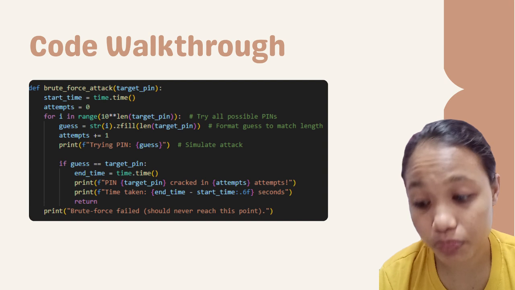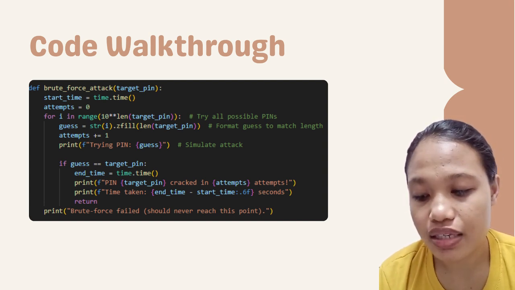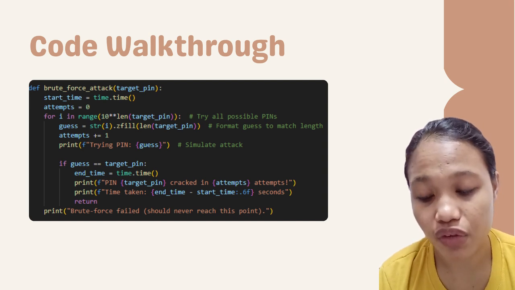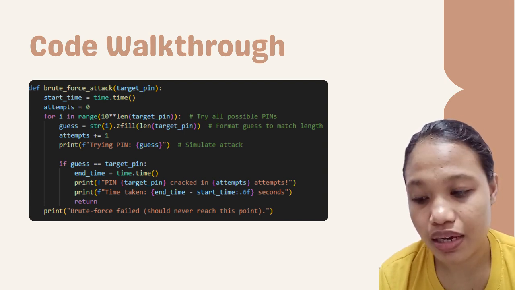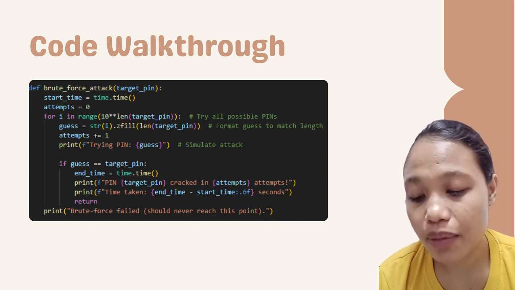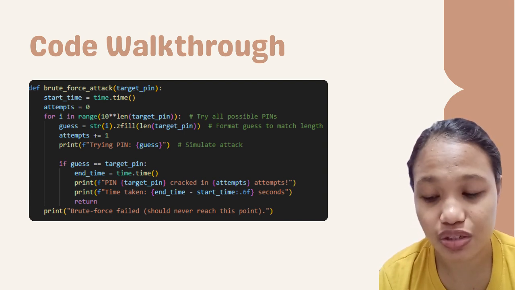We also have output, which prints each attempted pin. Then we have sleep, which introduces a small delay, like 0.5 seconds, between attempts. We also have end time, rather. It captures the time after the simulation ends and prints the total duration.